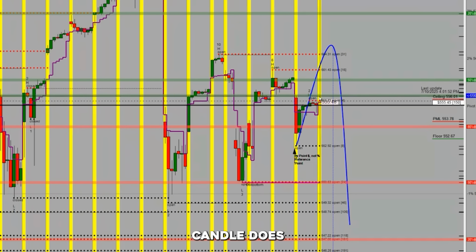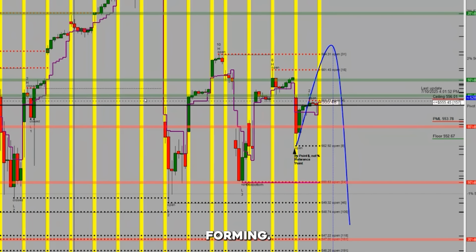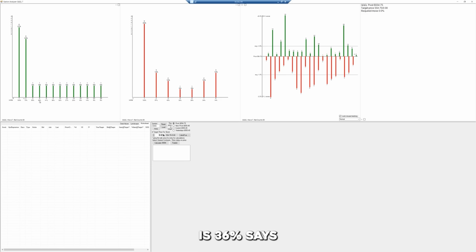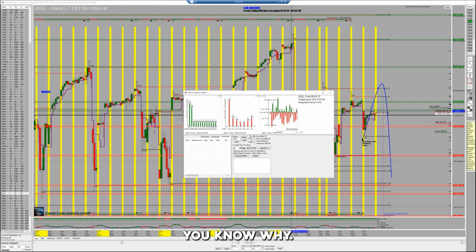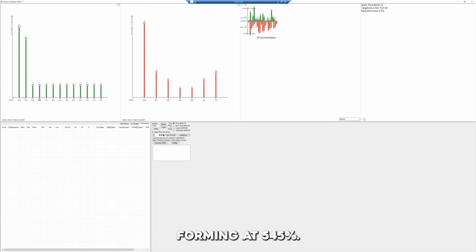So if the next candle does, what's the probability that it is going to get above 555.73? That would be the probability of H3 forming. Let's take a look at it. The probability of H3 is 56%. No, we're going to look at H5, because there are already two candles formed, H3 and H4, so the next thing that's going to form is H5. What's the probability of forming H5? 45%. So you could say around 50%, a 50-50 chance that we're going to see H5 forming.